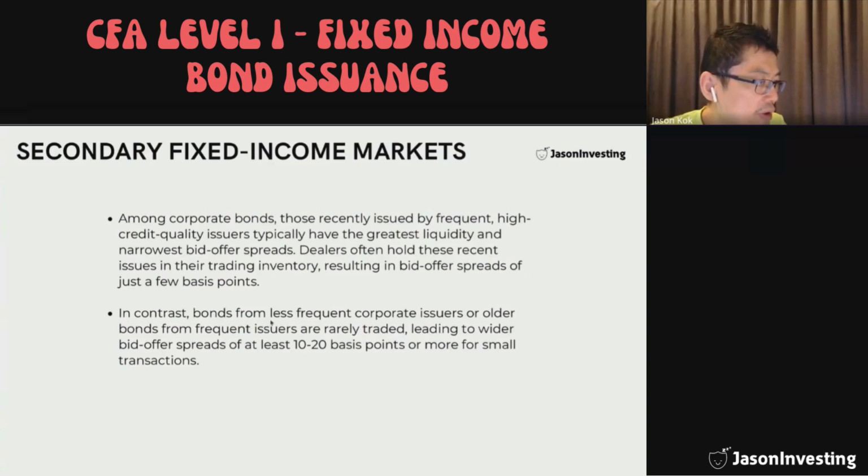In contrast, bonds from less frequent corporate issuers are rarely traded. So for dealers to hold them in inventory is riskier. This leads to higher spreads, at least 10 to 20 basis points, as compared to the ones that are less than 1 basis point.